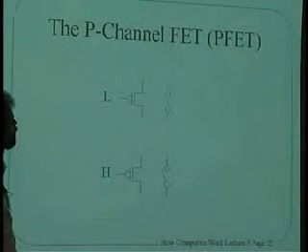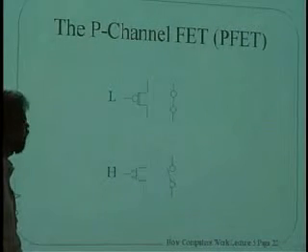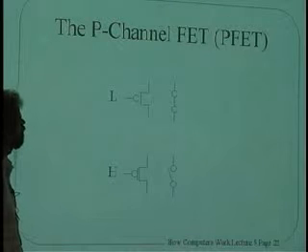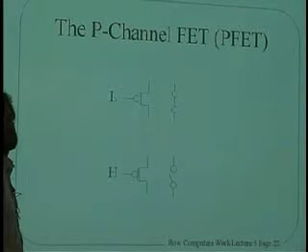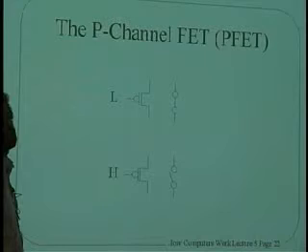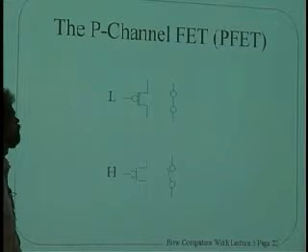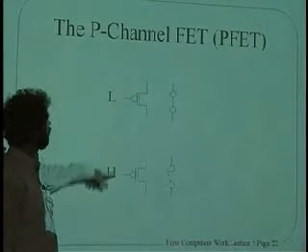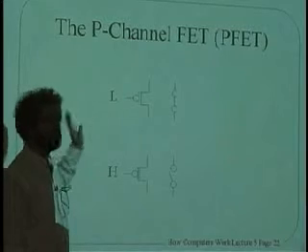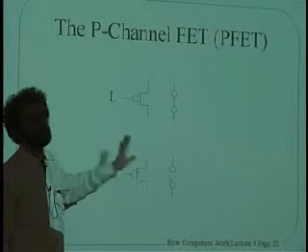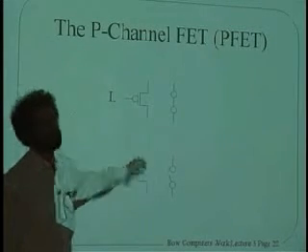As opposed to the other one, which was closed when the input was high, this one will be closed when the input is low. So the circuit will be one that has the opposite action with respect to the gate. Gate is low, switch is closed, gate is high, switch is open. And this is basically as deep as we're going to get, and then everything else we're going to build out of these parts. Okay?